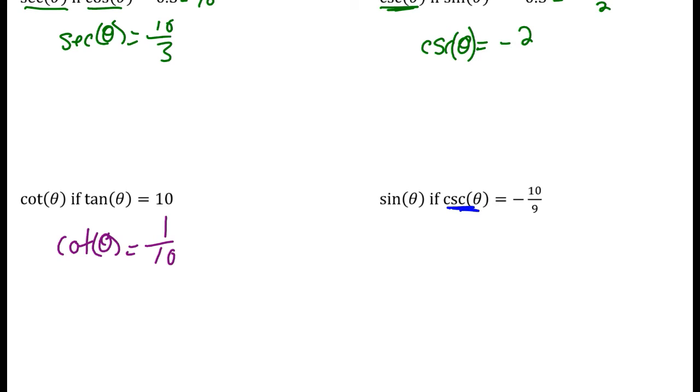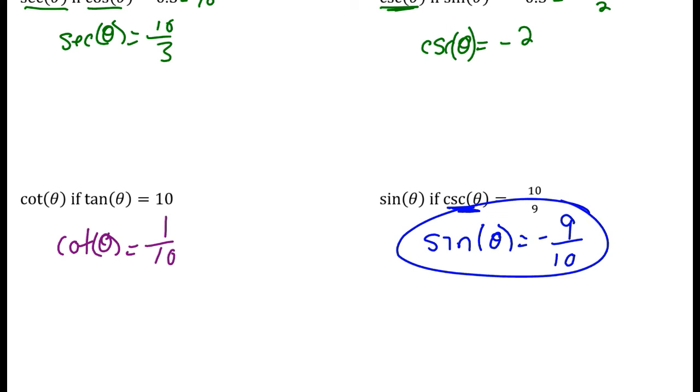Well, I know cosecant is the reciprocal of sine, so sine is the reciprocal of cosecant. Just flip it again. Because this is the flip. I flip that to get cosecant, so to get back to sine, I'm going to flip it back again. Negative 9/10. Done. I know it was number 5, but it was probably the easiest problem in this problem set.